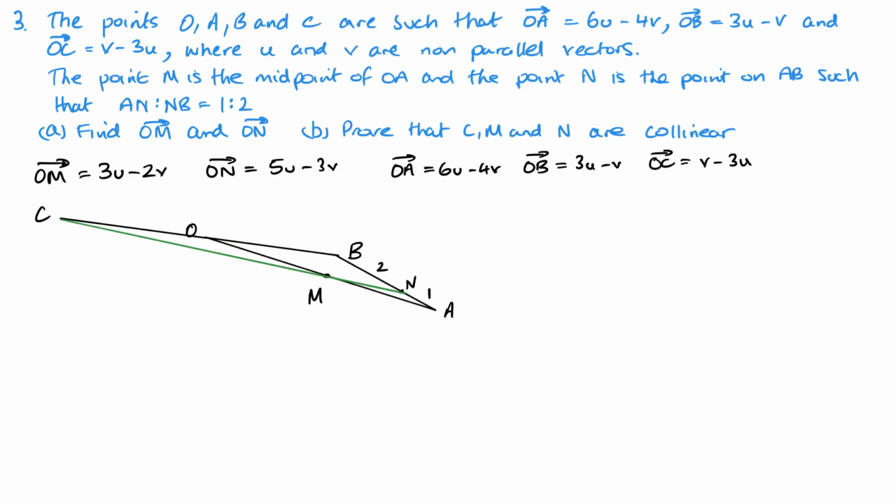Now in this case we can see that OM and ON there, we've already found those, haven't we? So starting at C, we can go C to O to M and C to O to N. And what that'll do is that'll give me C to M and then C to N. And what I'll be looking for is to show that these two are both parallel, and since they start from the same point, they must be on the same line.